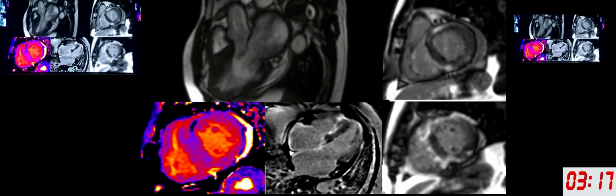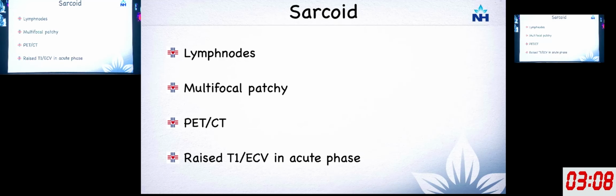HCM, amyloid. Oh, very good, well done. Priya, well done. This is sarcoid. Look out for lymph nodes. Multifocal patchy areas of involvement is something very, very important that we need to look at, and it will help you in there. Raised T1 and ECV in acute phase especially is important.